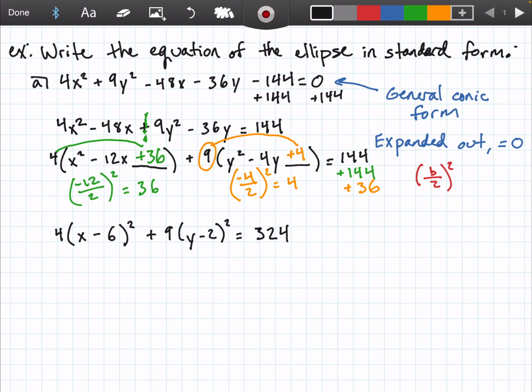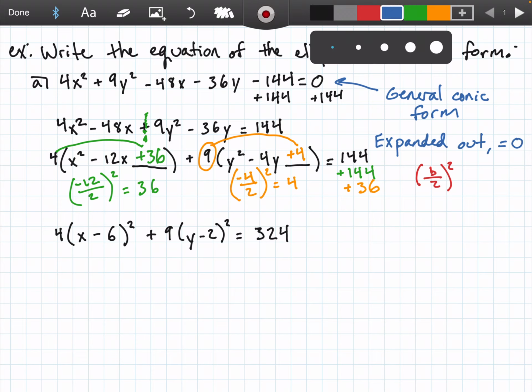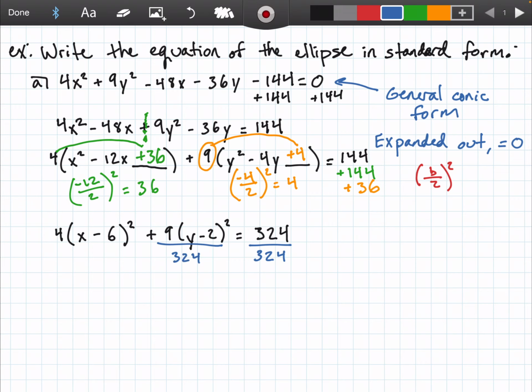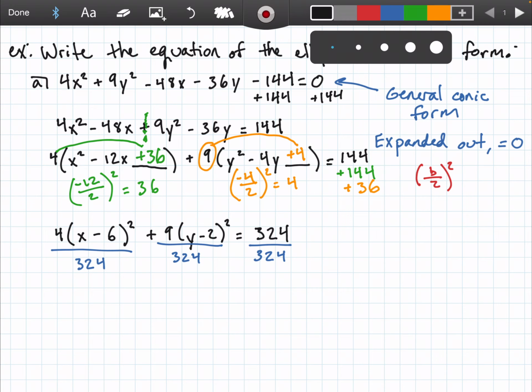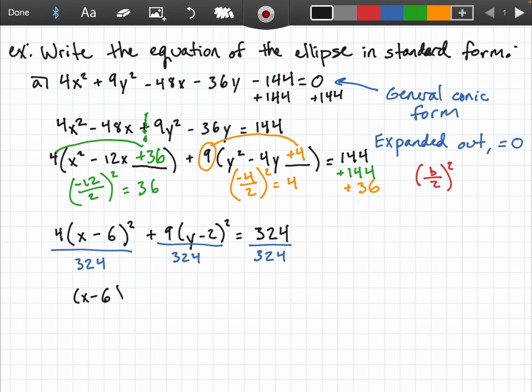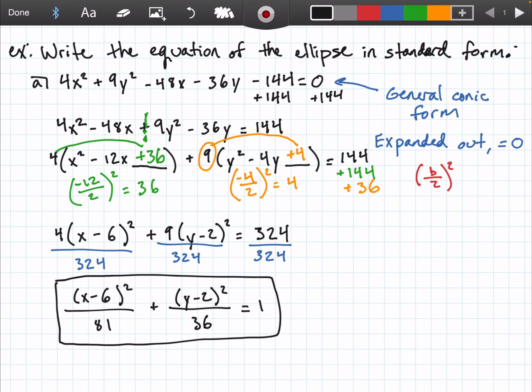And standard form of an ellipse always equals 1, and so like we did beforehand, now I'll just go ahead and divide everything by this 324. And we'll simplify those. And I get x minus 6 squared over 81 plus y minus 2 squared over 36 equals 1. And there you go.